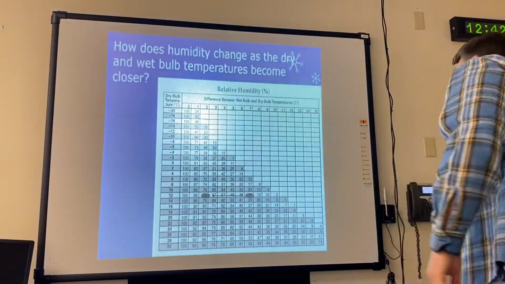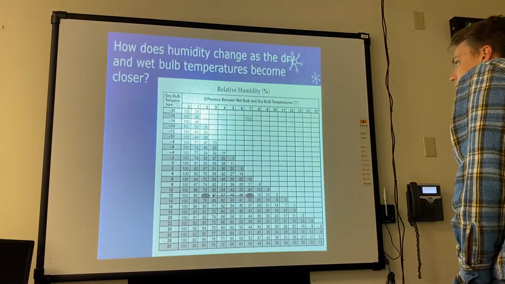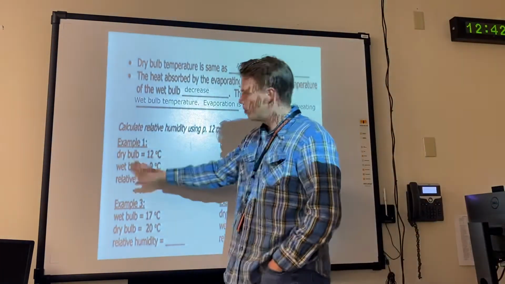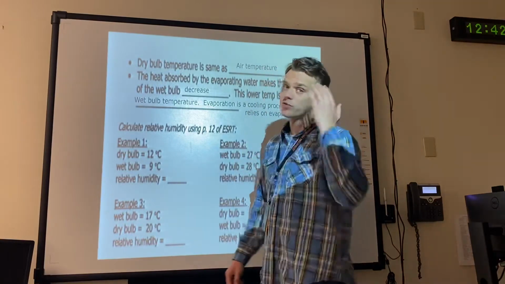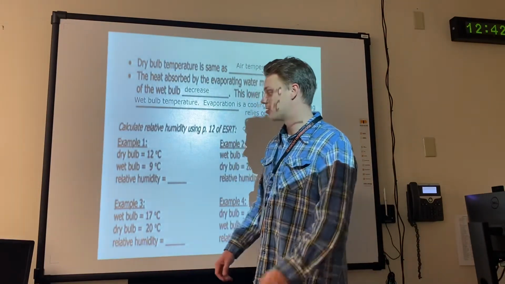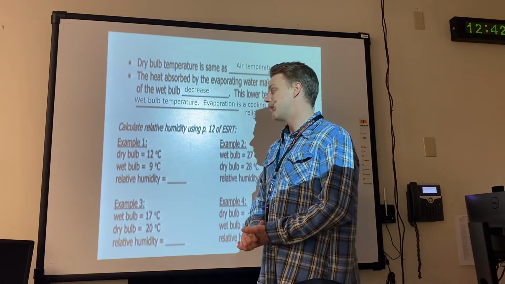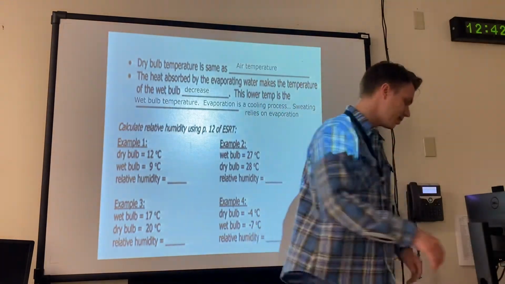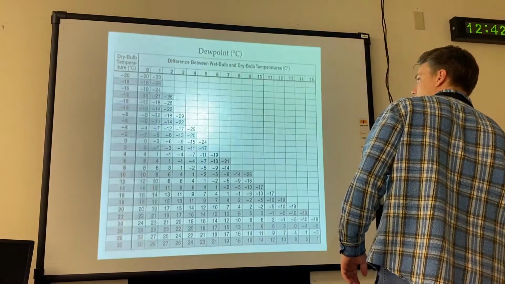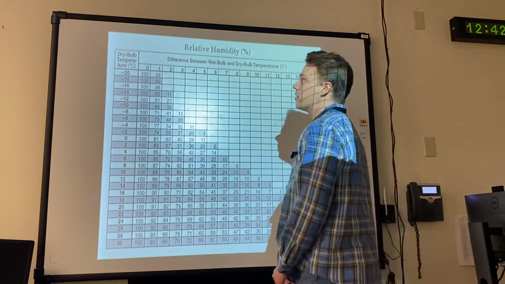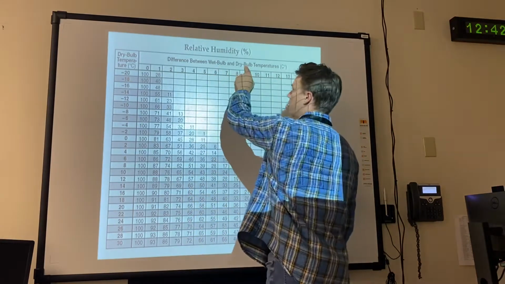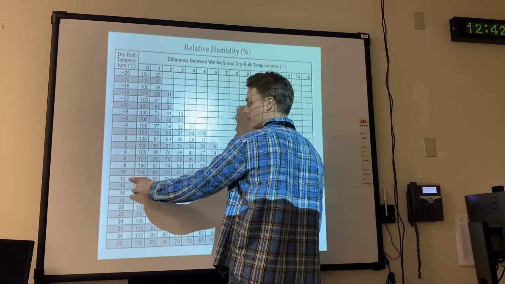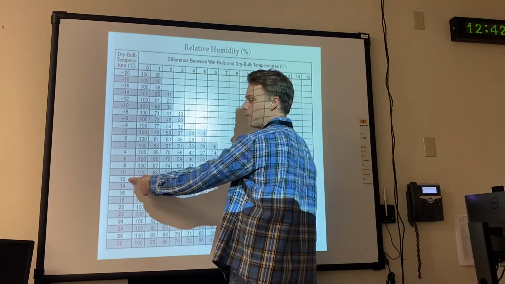All right, so let's try some of this out. If I have a dry bulb of 12 degrees Celsius, or an air temperature of 12 degrees Celsius, and a wet bulb of 9 degrees Celsius, what would the relative humidity be? So if we go back to our chart, relative humidity, what do we need? We need a wet bulb and a dry bulb temperature. In this case, they said the dry bulb temperature was 12, right? The wet bulb temperature was 9.